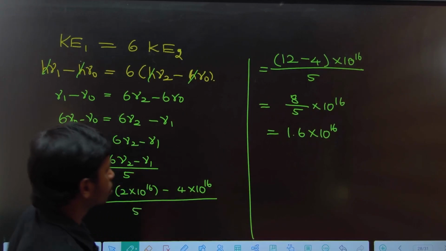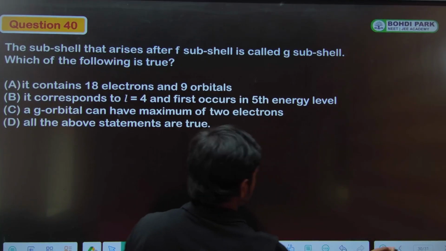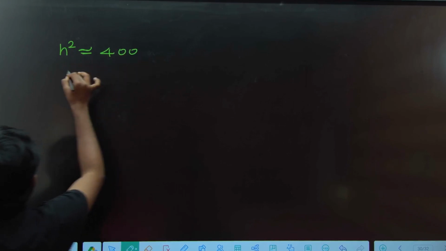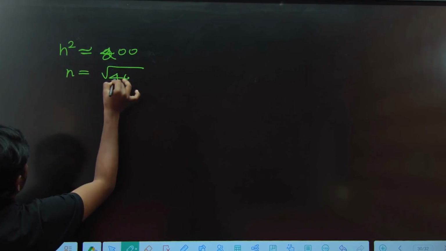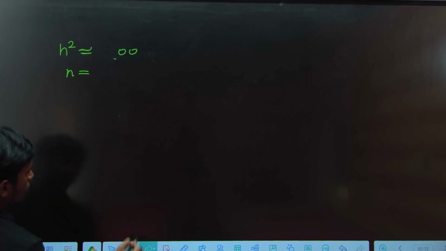We have found the n square value. N square value is approximately 400. Then n value will be equal to root of 400. Root of 200.